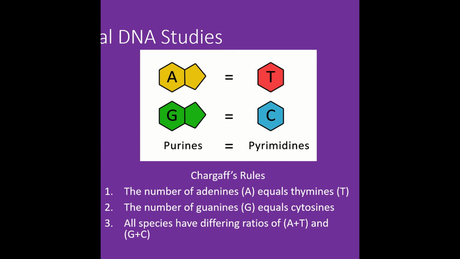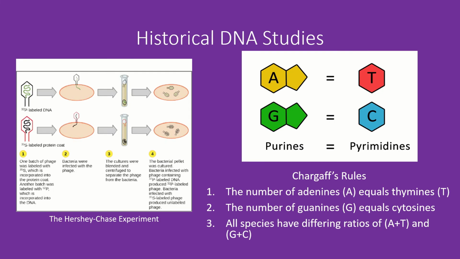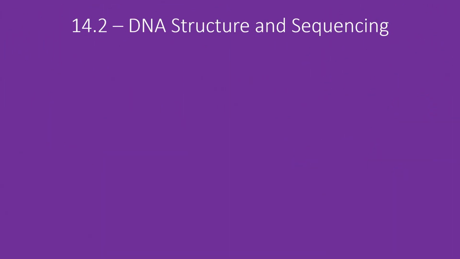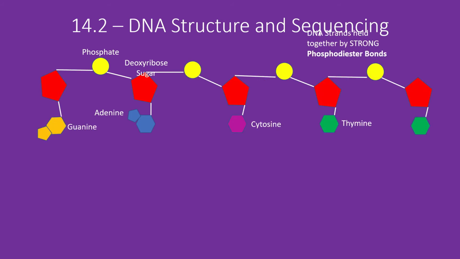However, the numbers of adenines and thymines will be equal, and the number of guanines and cytosines are equal because they pair up. And so that's going to be the next topic. How is DNA built? DNA is made of nucleotides, which are made of a 5-carbon deoxyribose sugar, a phosphate group, and one of 4 nitrogenous bases: adenine, guanine, cytosine, or thymine.